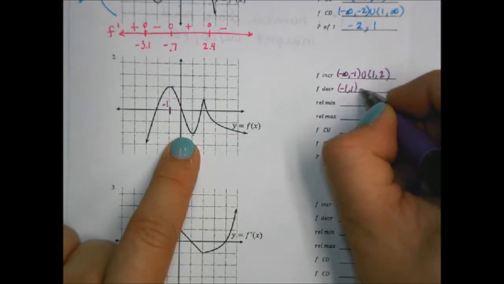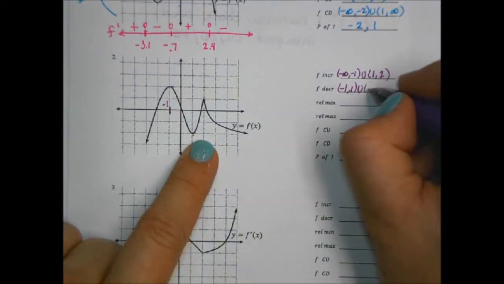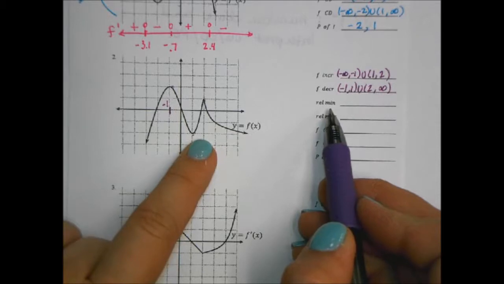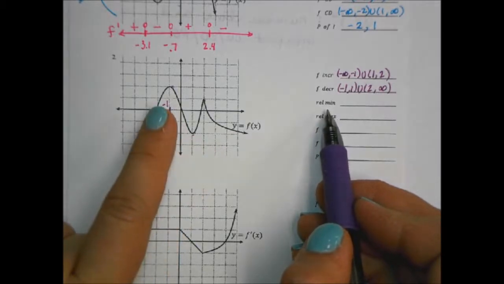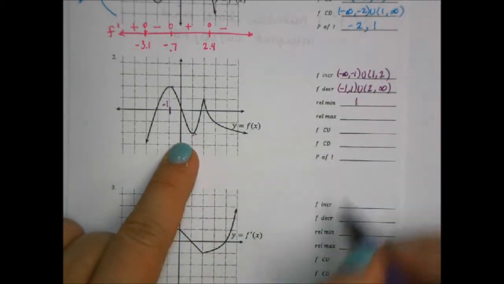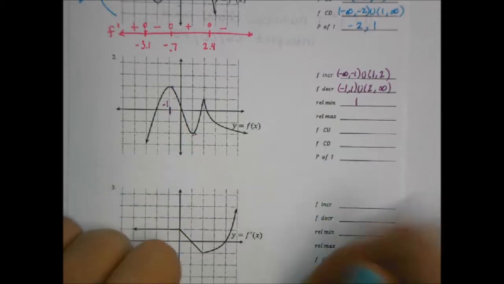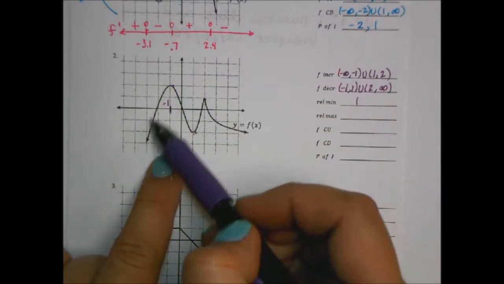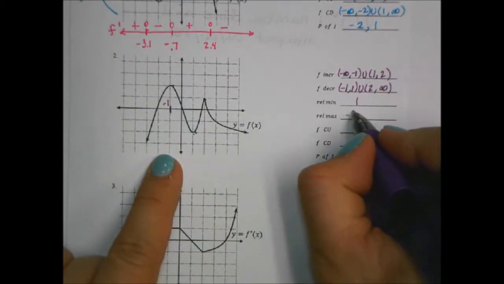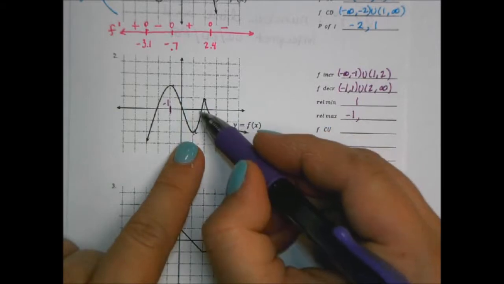And again from 2 out to infinity. A minimum occurs whenever my graph changes from decreasing to increasing. I have one relative minimum when x is 1. Relative maximums occur when my graph changes from increasing to decreasing. So increasing to decreasing happens at negative 1. I also have a change from increasing to decreasing at 2, so this is also a relative maximum.